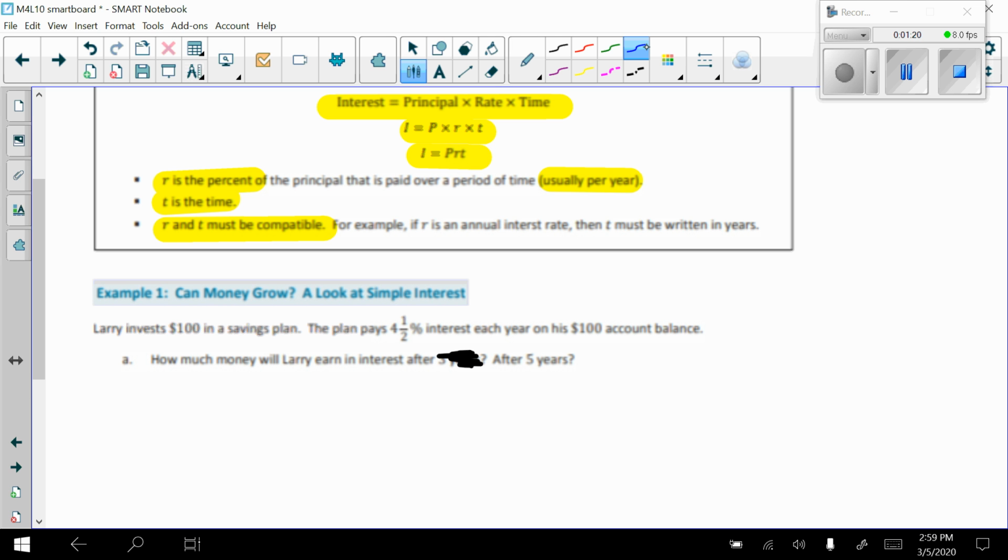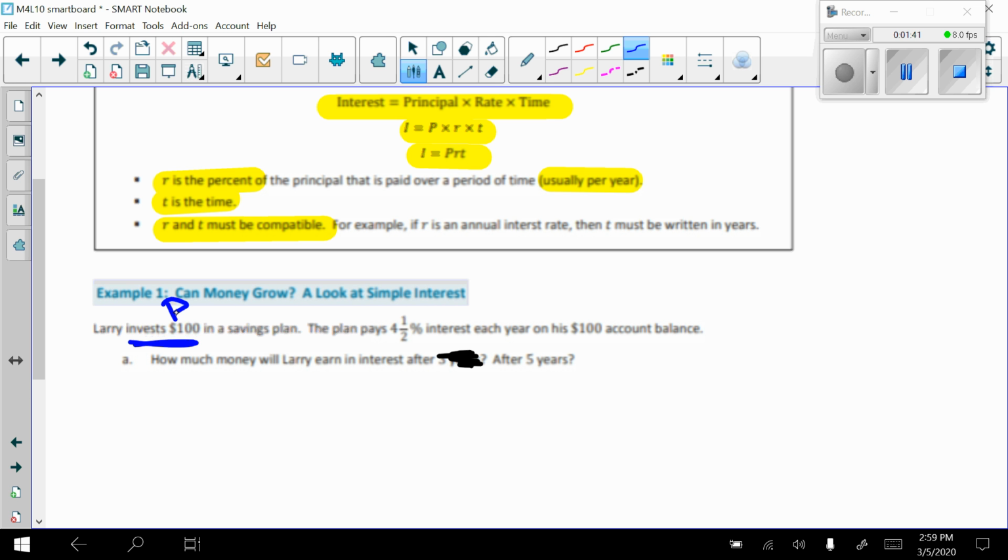Let's annotate. Invests. What would invest be? Would it be the interest, the principal, the rate, or the time? I know it's not rate because that's percent. I know it's not time because that's an hour. So would this be interest or would this be principal? This is the P, principal.